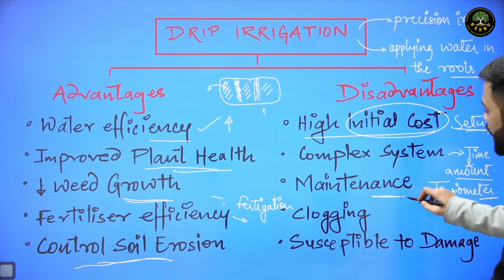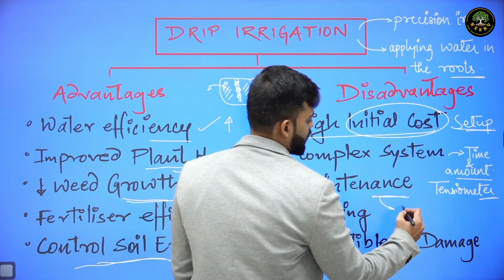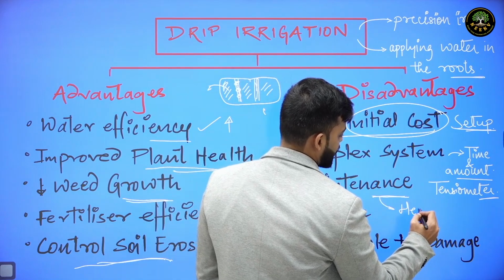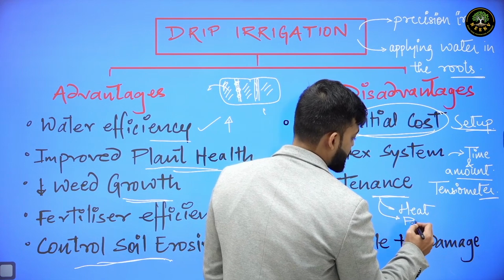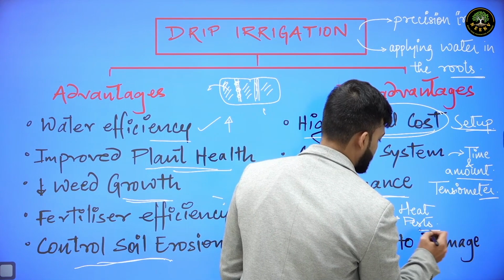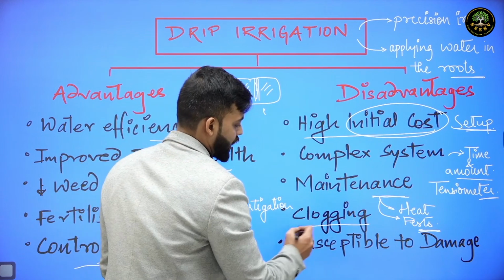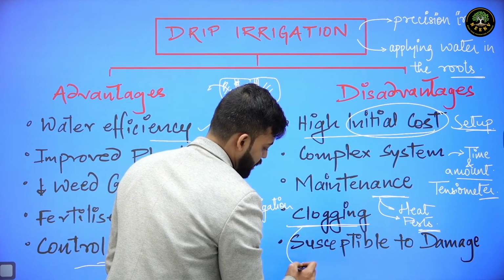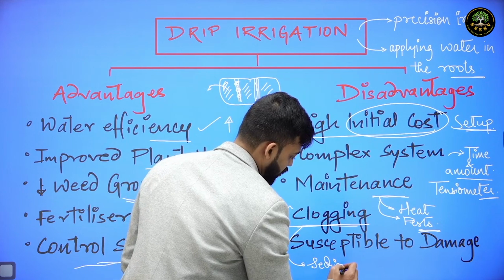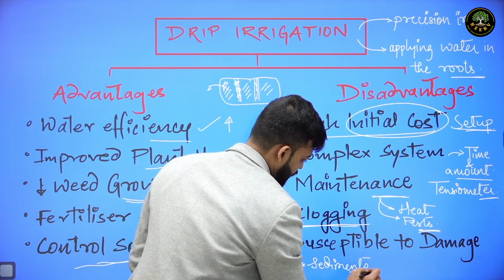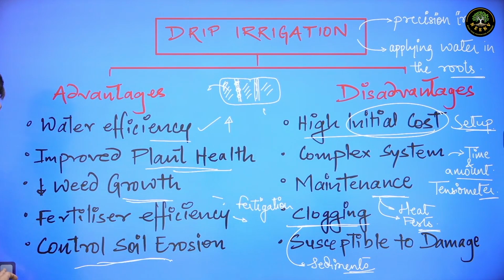Maintenance cost is high as they are susceptible to damage because of excessive heat, bad weather, pests; these can damage these systems, the pipes. Also, there can be clogging in the system if the water has sediments. If the water is not clear, then clogging can be there. So, these are the basic disadvantages of drip irrigation.